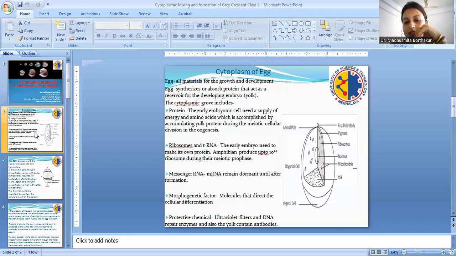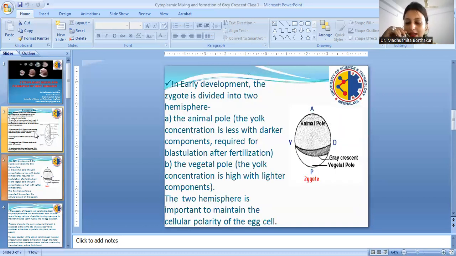Apart from that, in the cell cytoplasm there are certain protective chemicals and DNA repair enzymes, which help to repair the damaged DNA. So remember, in the cell cytoplasm there are ribosomes, tRNA, various proteins, various messenger RNAs, and morphogenetic factors, along with certain protective chemicals which help maintain the proper functioning of the DNA in this egg cytoplasm.